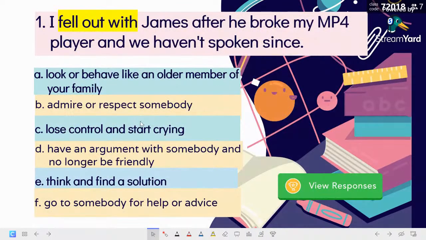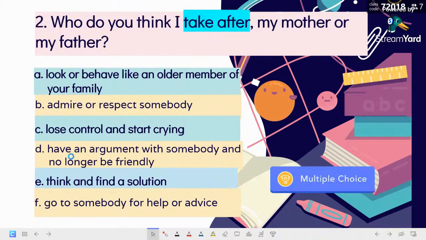All right, B, lose control and start crying. All right, actually the answer is D. I fell out with James means you have an argument with James and no longer be friendly. Okay, let's go to the next one.